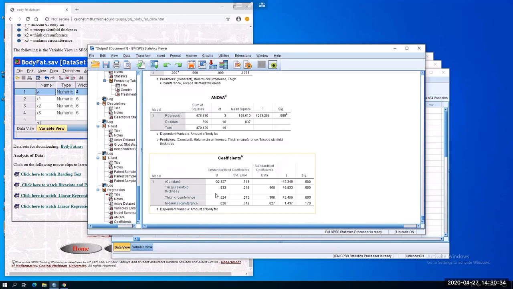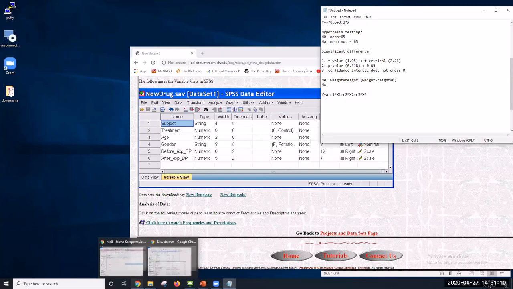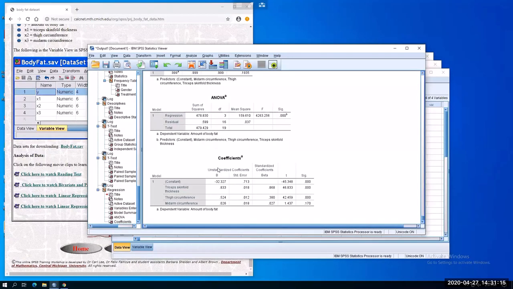According to coefficients, we would be able to determine this equation. So y is equal to a plus some coefficient times x1 plus c2 times x2 plus c3 times x3. In here, y value is equal to body fat, while x1, x2, x3 are these three, triceps, thigh, and mid-arm circumference. Those are x1, x2, and x3. And these are the constants that go with it.